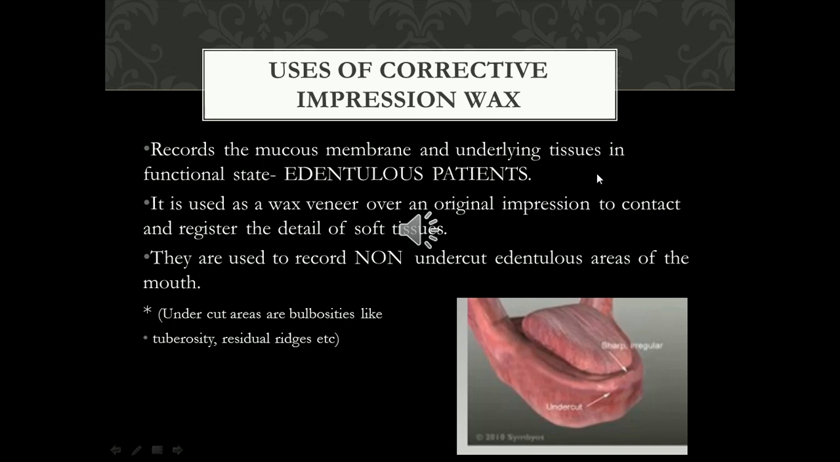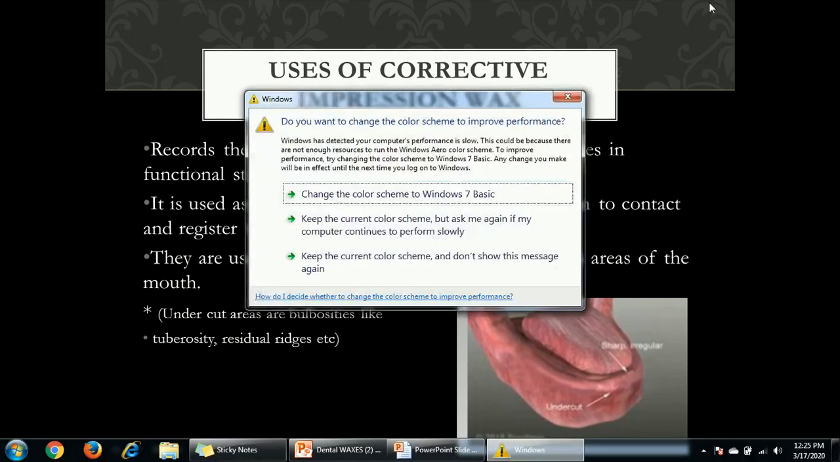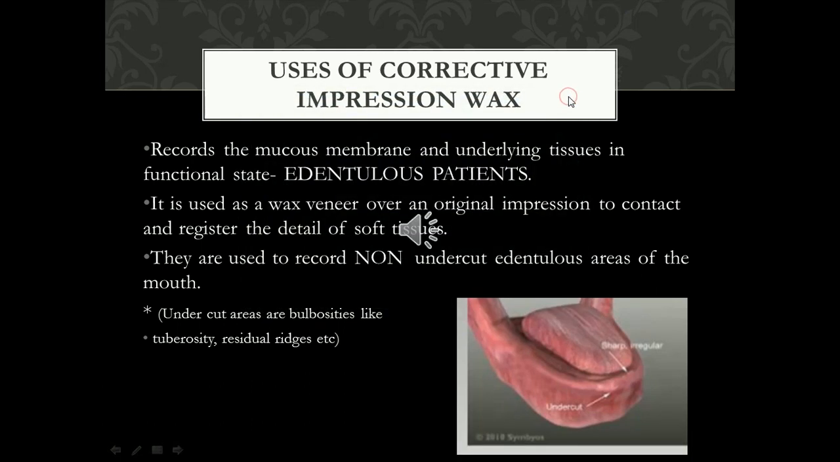These areas are very tricky when we are taking an impression, because from these areas the impression material can easily get torn or distorted. Because waxes are rigid, we cannot use them in undercut areas, so only the non-undercut areas can be recorded by these corrective impression waxes.